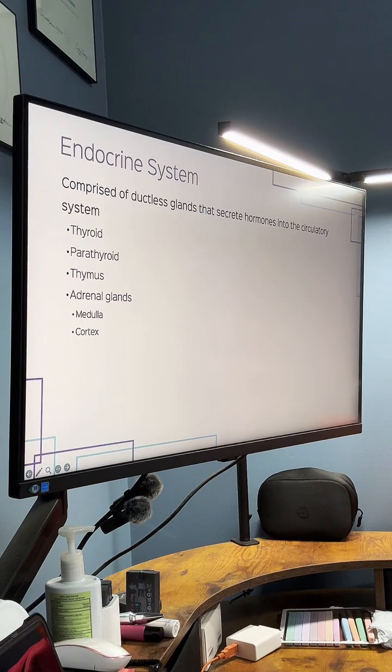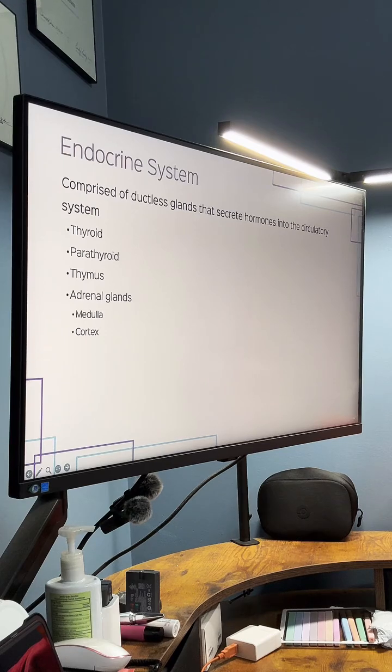The adrenal or suprarenal glands lie on the superior end of each kidney. Their function is completely separate from the kidneys, and you have 2 distinct parts: the outer cortex and the inner medulla. The adrenal medulla will secrete epinephrine and norepinephrine, which are collectively called our catecholamines, into the bloodstream. These are also sometimes called our fight or flight hormones.